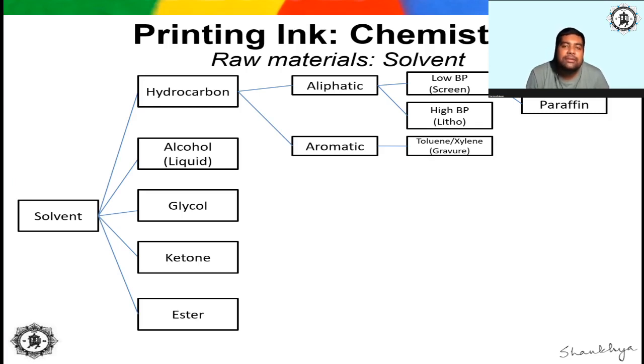Then we have the aliphatic hydrocarbons. The non-volatile type of aliphatic hydrocarbons is used in lithographic, that is offset, ink making.